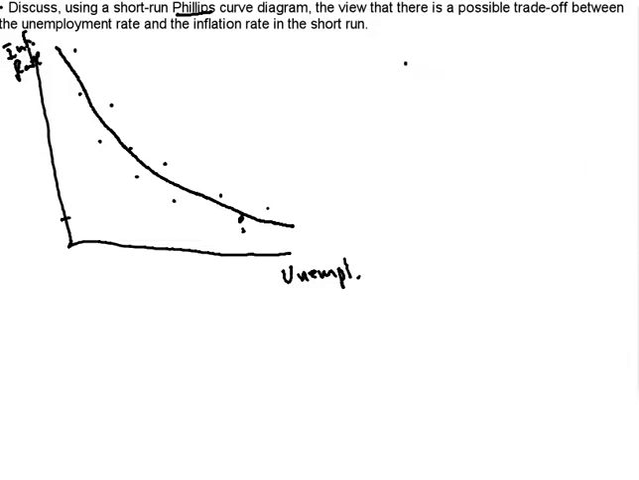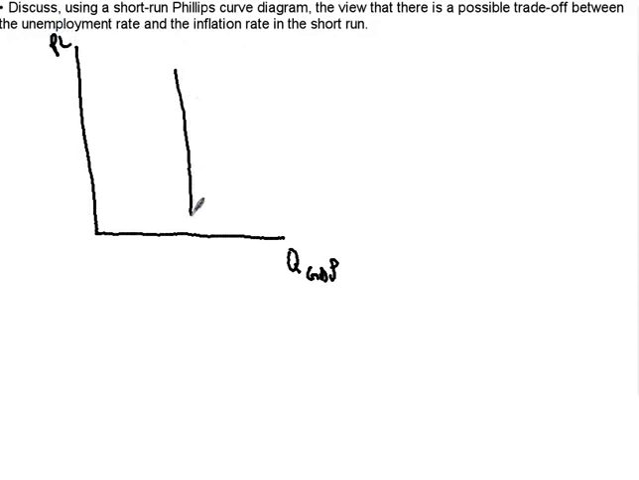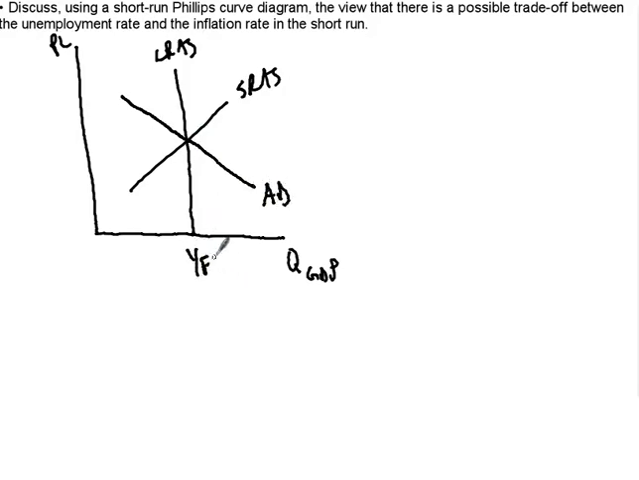So let me clear that off real quick. Let's go ahead and draw the economy. All right, so quantity, GDP, price level, the long run aggregate supply, short run aggregate supply, aggregate demand, full employment level, and that'll be our price level.